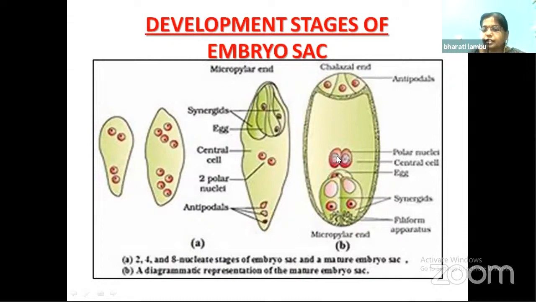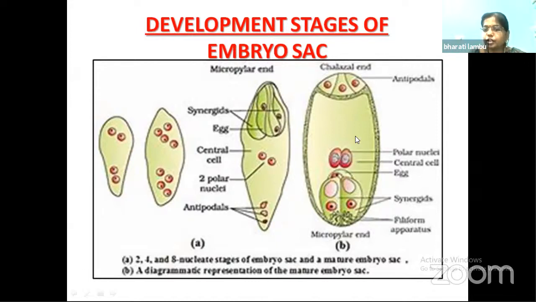There are two male gametes in the pollen tube. One male gamete will fuse with the egg. What does the other male gamete do? The other male gamete will fuse with the polar nuclei. Before that, the polar nuclei will fuse with each other to form the secondary nucleus. This is n, this is n. Both polar nuclei are present, and they will fuse together to form the secondary nucleus.